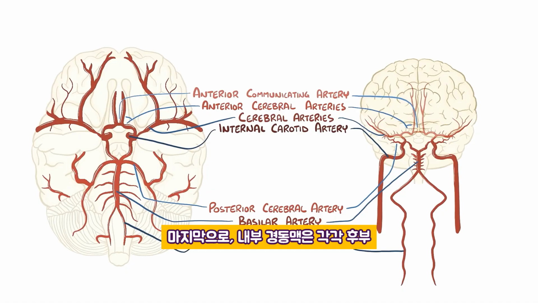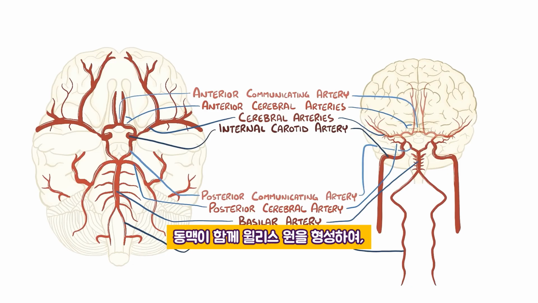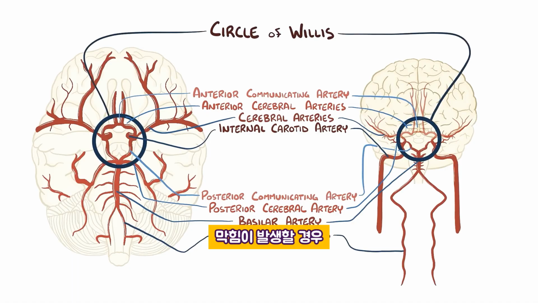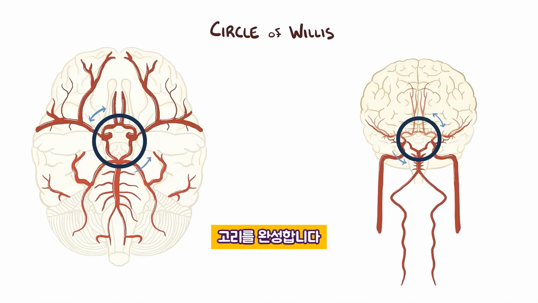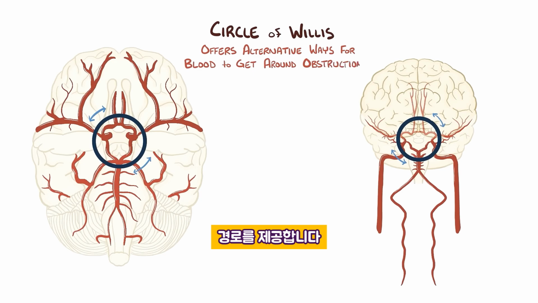Finally, the internal carotid arteries each give off a branch called the posterior communicating artery, which attaches to the posterior arteries on each side. So together, the main arteries and the communicating arteries complete what is called the circle of Willis, a ring where blood can circulate from one side to the other in case of a blockage. The circle of Willis offers alternative ways for blood to get around an obstructed vessel.